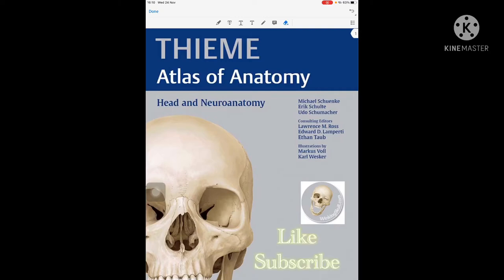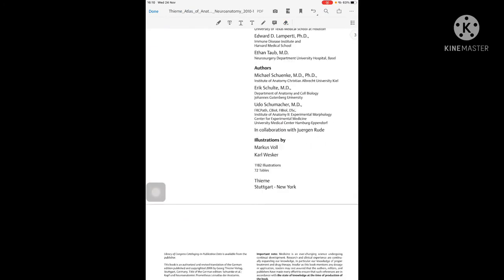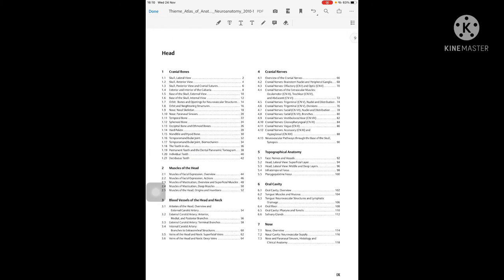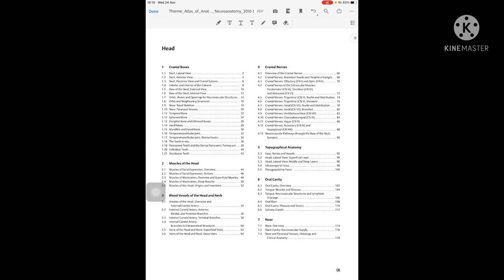Everyone, today we are starting the Atlas of Anatomy. We are going to study the head and neuroanatomy part. First of all, we see the index. This is the index of the head part.